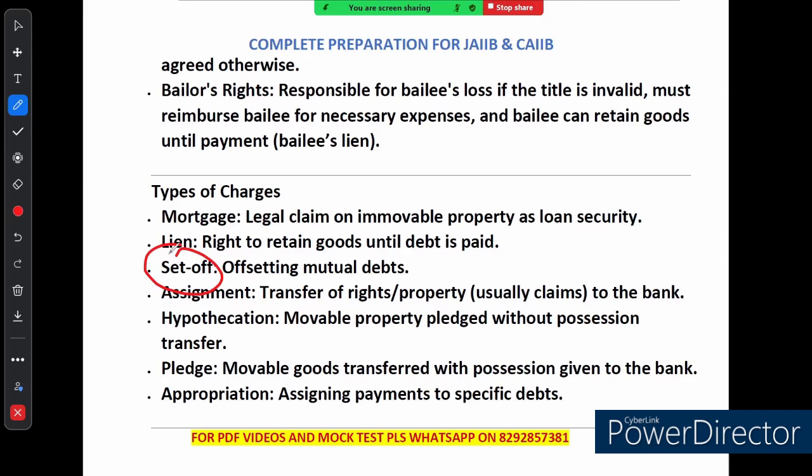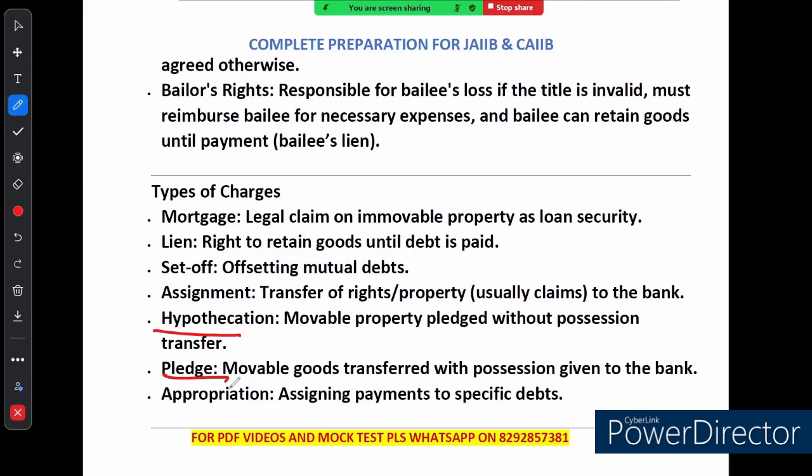Set off means the bank is offsetting or balancing out the debt you owe them against the debt they owe you. Next is assignment. Assignment is when someone transfers their right, like claims, to the bank. Next is called hypothecation. Hypothecation means movable property like a vehicle is used as security without handing over possession. Next is called pledge. It is similar to hypothecation, but here the bank takes possession of the movable goods.